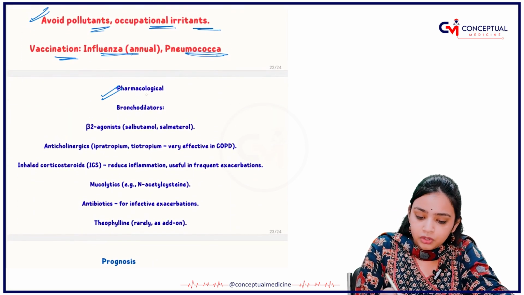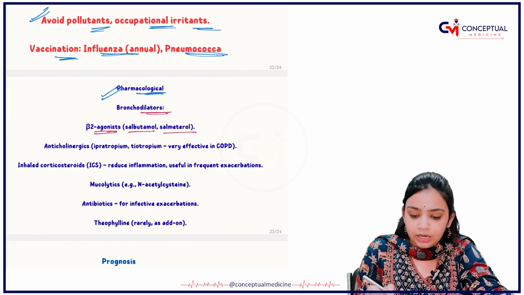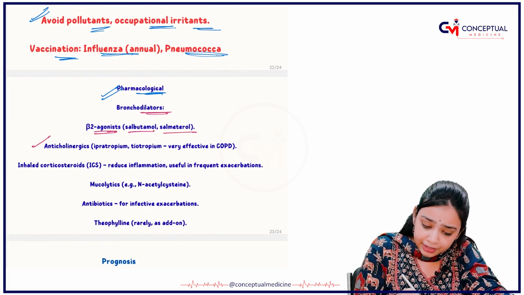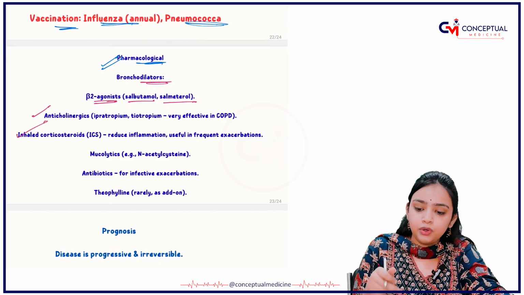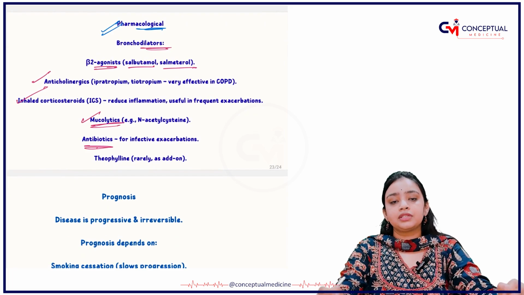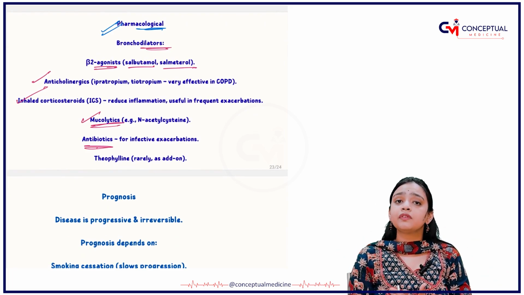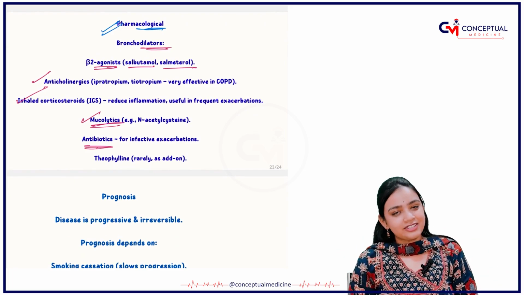What is the pharmacological treatment? You have the bronchodilators like your beta-2 agonists, salbutamol and salmeterol. Anticholinergics, then you have inhaled corticosteroids, mucolytics and antibiotics. I am not discussing your pharmacological treatment in detail because it will be covered in your pharma lectures, right?